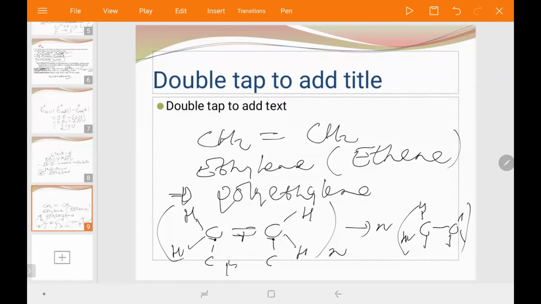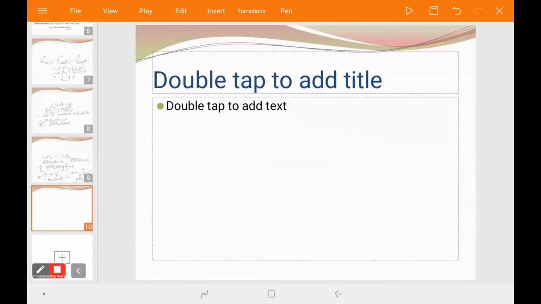We have n moles of this monomer, which is a single unit, and this becomes polymer. Particularly, this one is ethylene, and this is polyethylene. Therefore, polymers are macromolecules which are formed by using monomers. This is the definition of polymer. Is it clear? We have also another example, polypropylene.